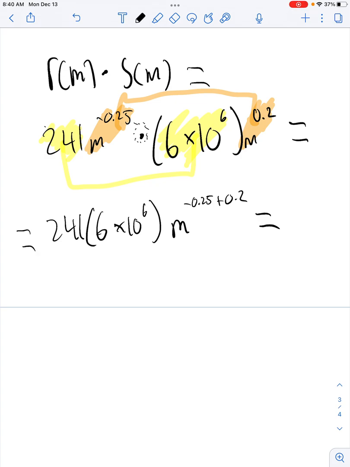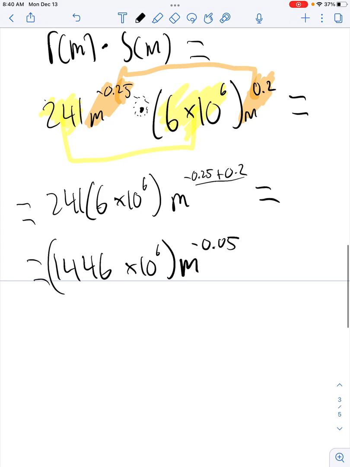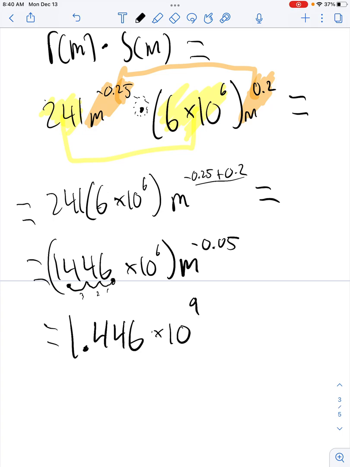So 241 times 6 is 1,446 times 10 to the 6th, M to the negative 0.05, because I added these. And again, to move it over here, if I think about this as my decimal point and I want to go 1, 2, because scientific notation needs to be between 0 and 9.9, anything less than 10. Since I went 1, 2, 3 units over, I have to add it to my exponents. This is going to be 6 plus 3, which is 9. And then I still have M to the negative 0.05.